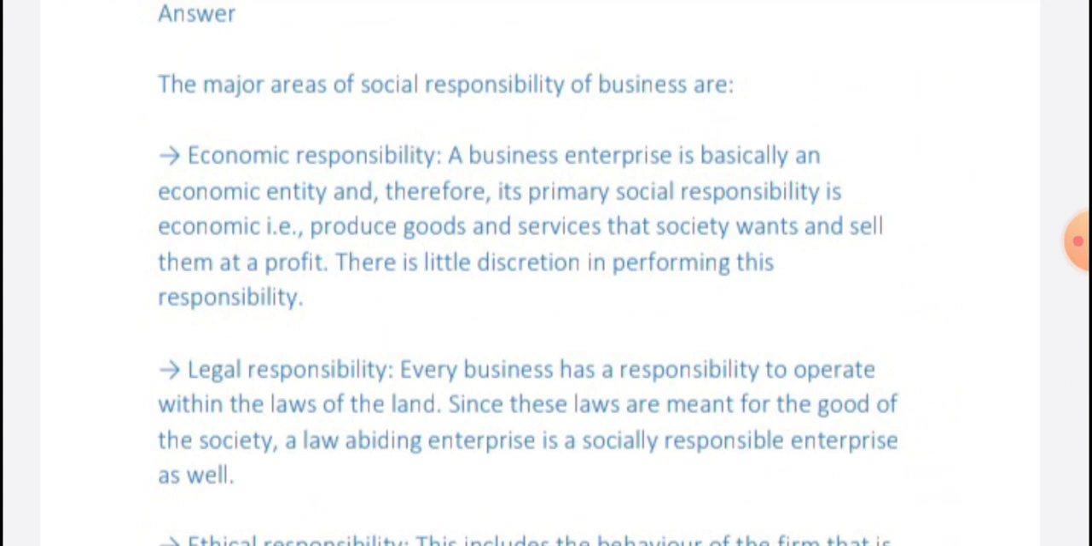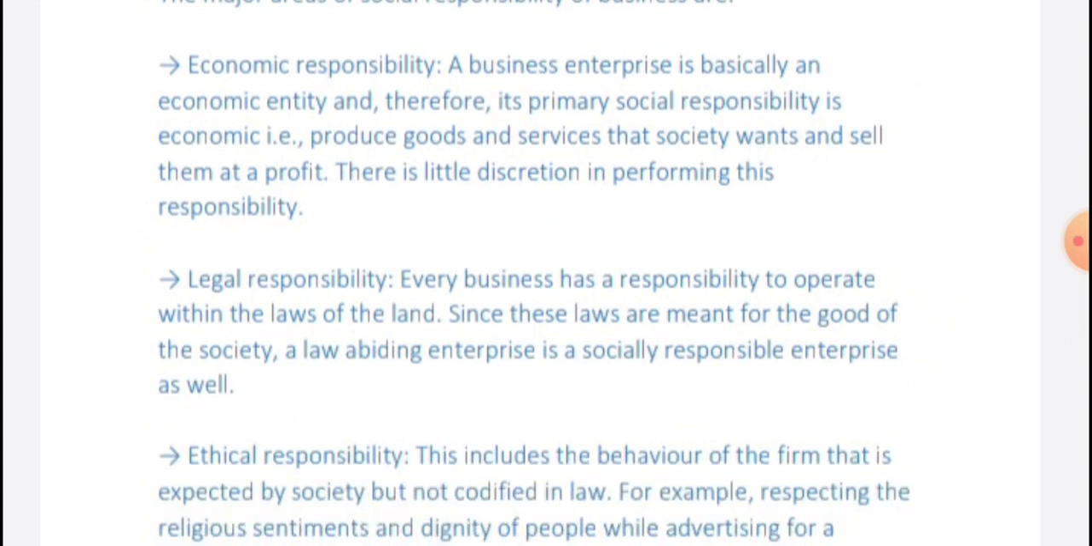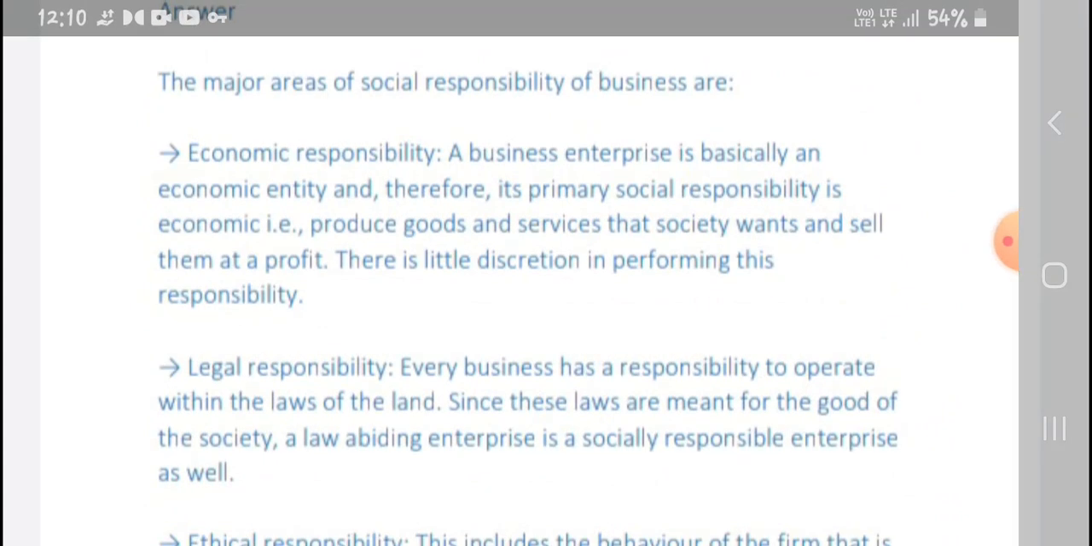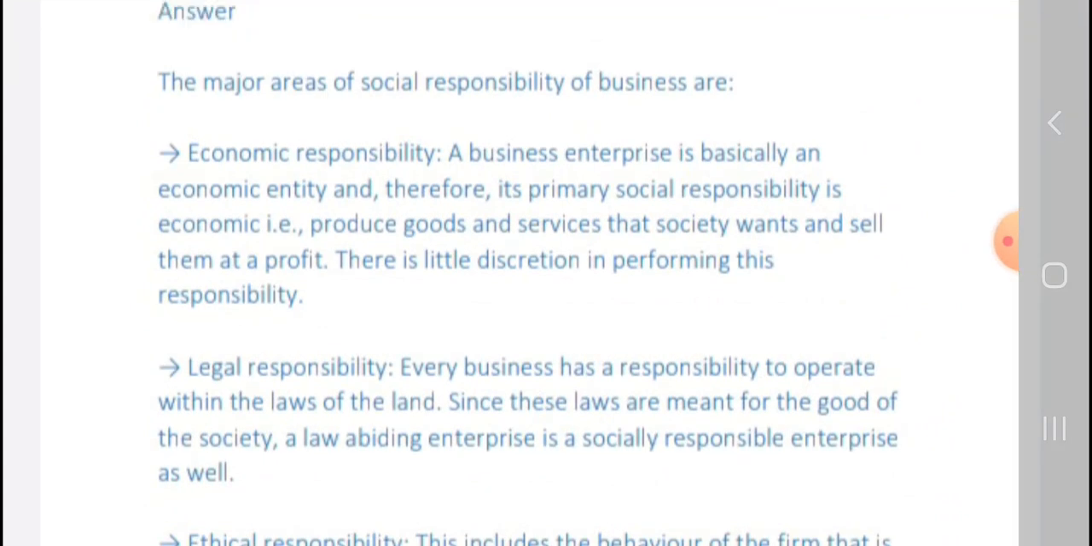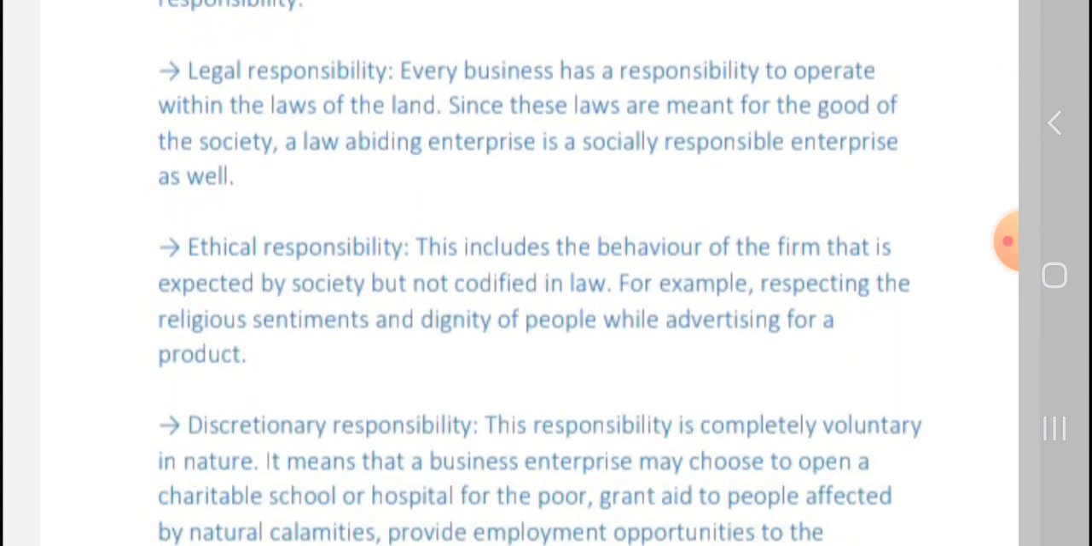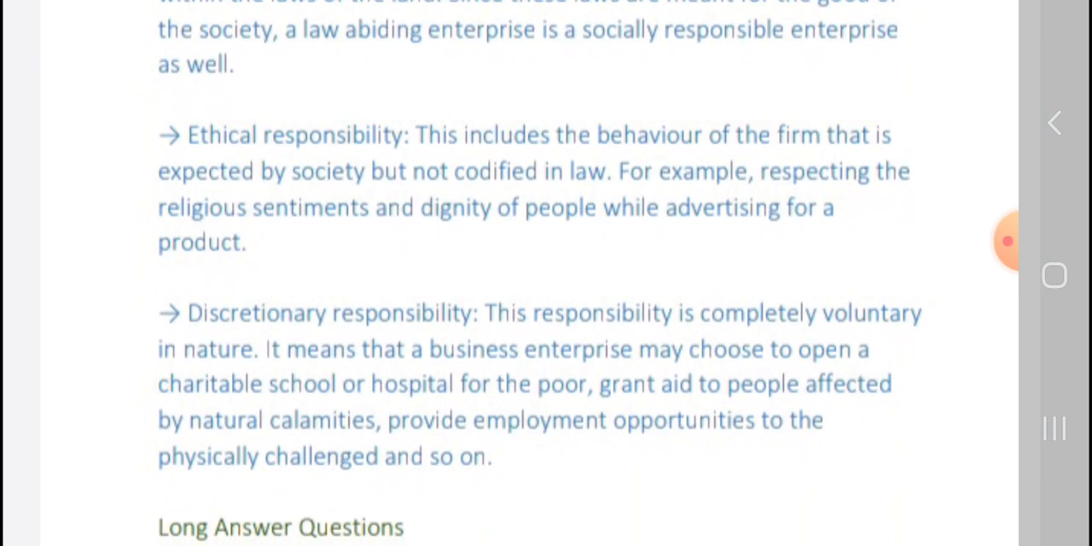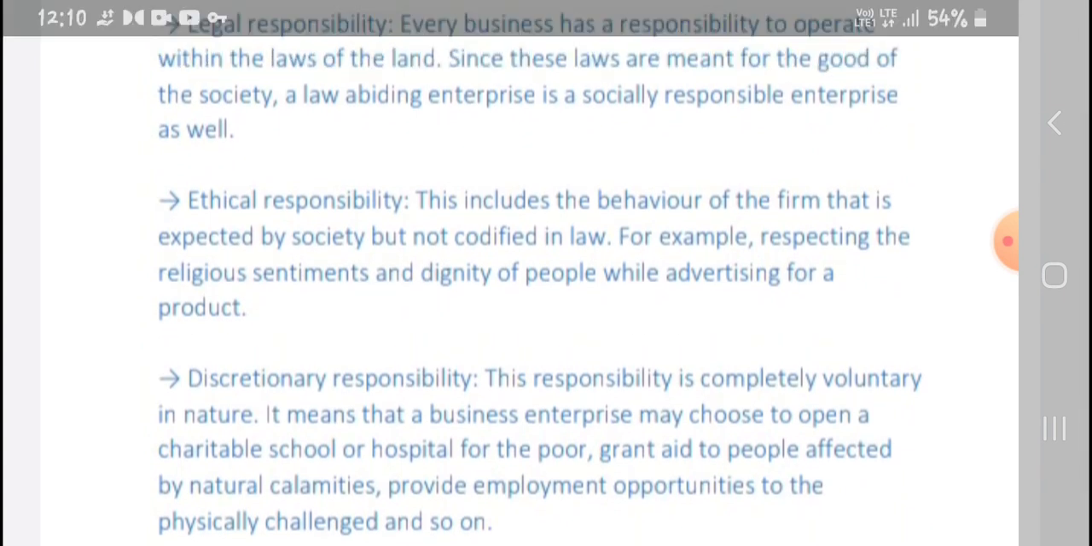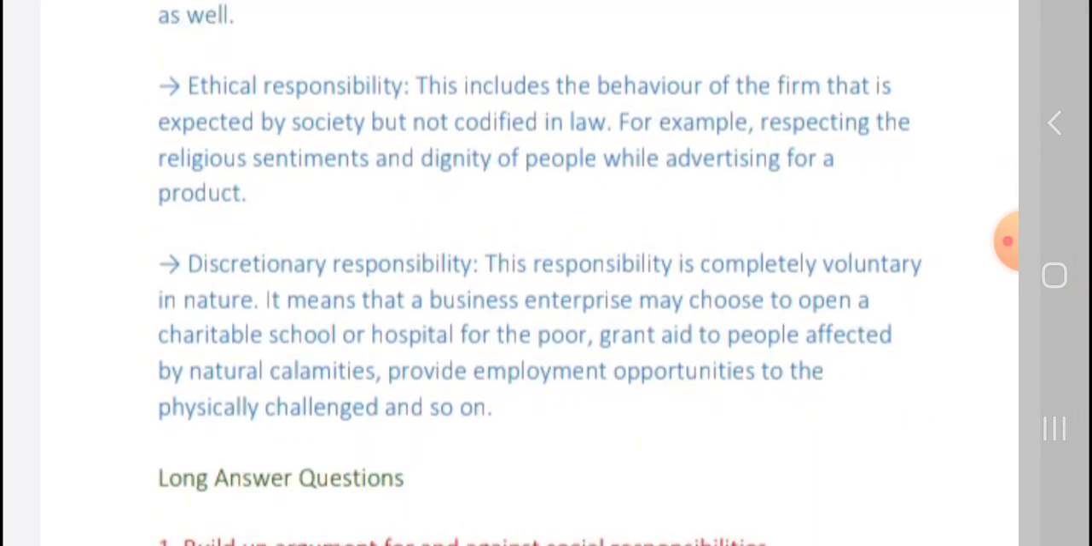Let us know about the social responsibility of business. Economic responsibility: a business enterprise is basically an economic entity, and therefore its primary social responsibility is economic, to produce goods and services that society wants and sell them at a profit. Legal responsibility: every business has a responsibility to operate within the law of the land, and since these laws are meant for the good of the society, a law-abiding enterprise is a socially responsible enterprise as well.